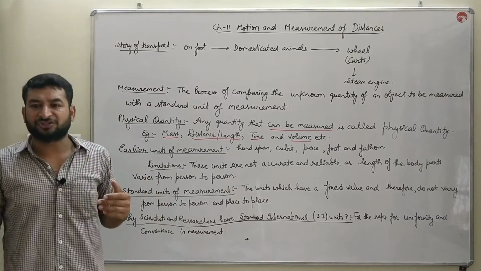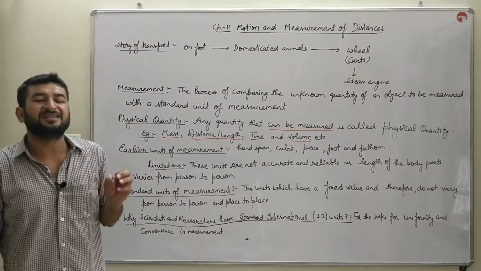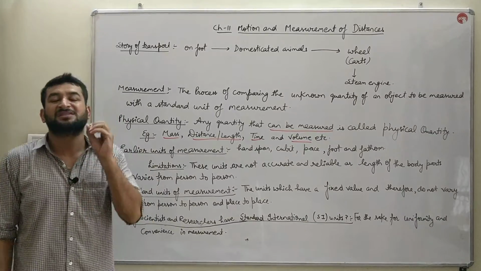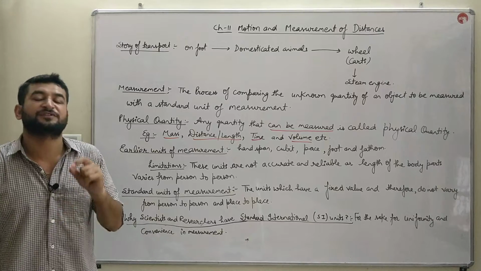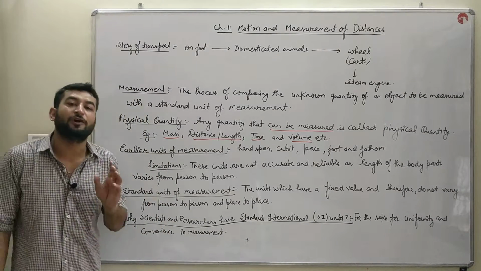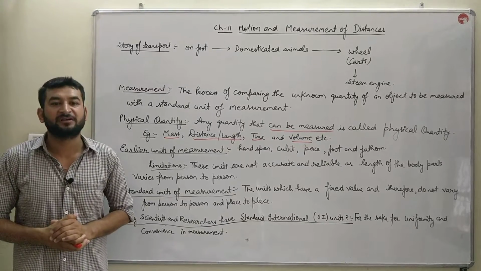The standard international unit for length or distance is meter. The standard international unit for mass is kilogram. The standard international unit of time is seconds. And the standard international unit for volume is meter cube, or you can say cubic meter.